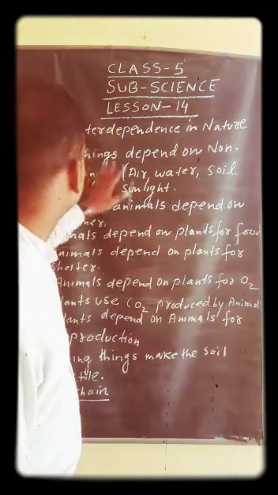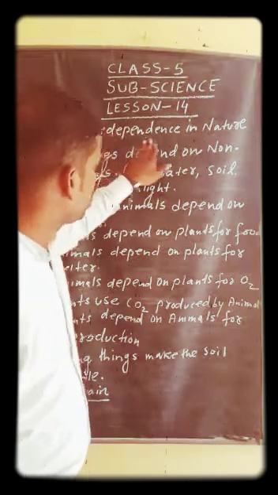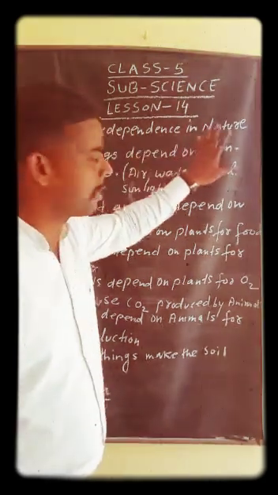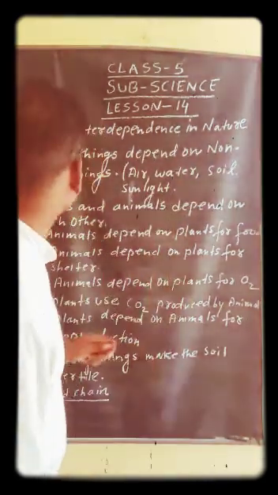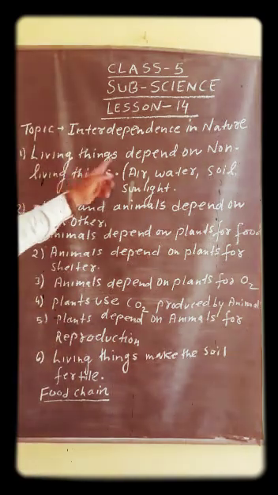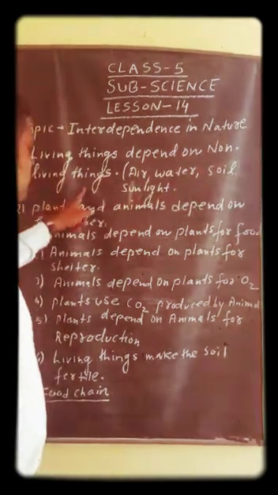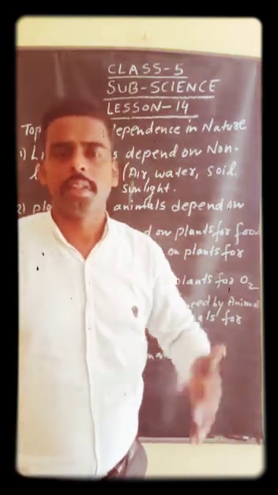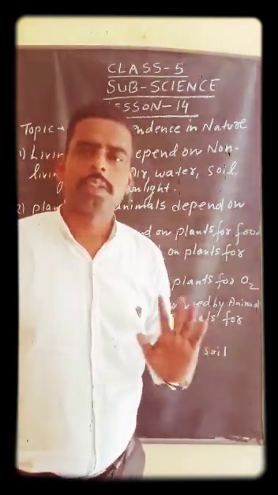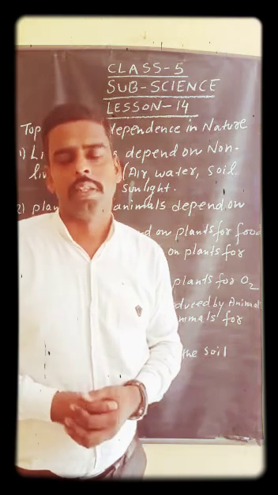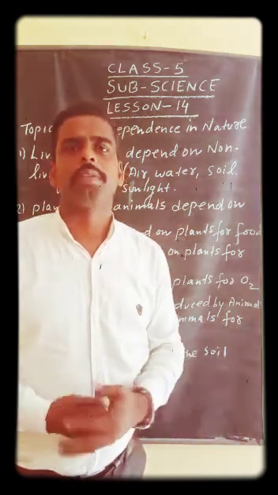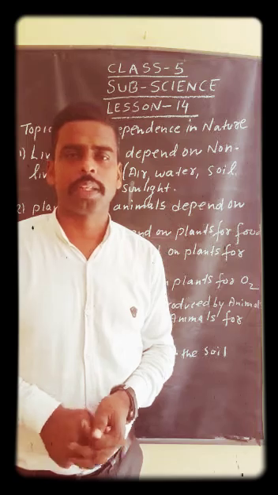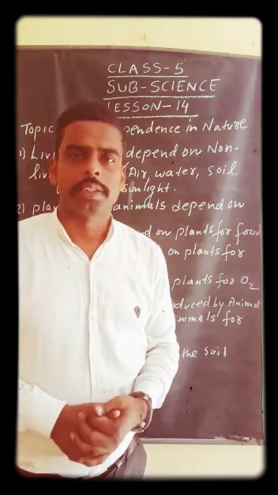Today we will discuss in this chapter how interdependence in nature works, and how plants and animals are interdependent on each other. First of all, living things depend on non-living things. We know we are living things, but we depend on air. Air is a non-living thing. Water is also a non-living thing. Land is also a non-living thing. But we depend on each other. Without depending on each other, we cannot survive, and we cannot carry out our processes as living things.